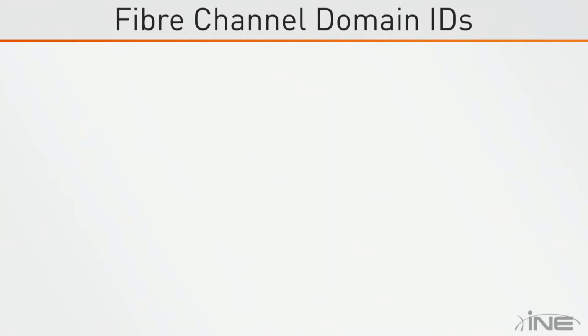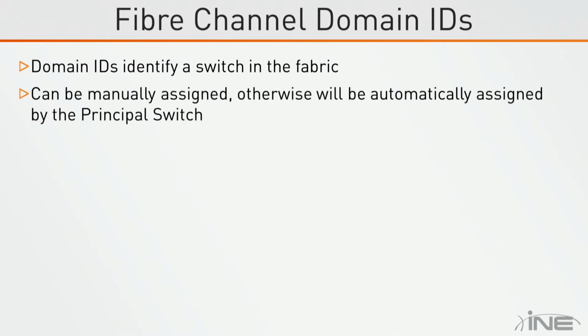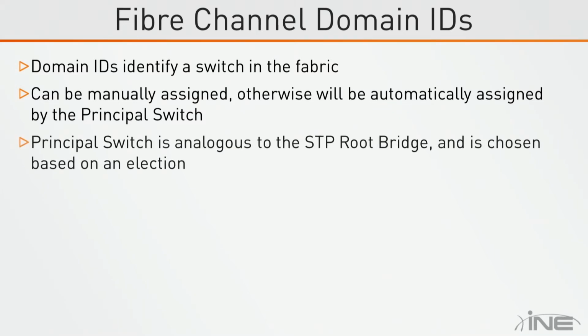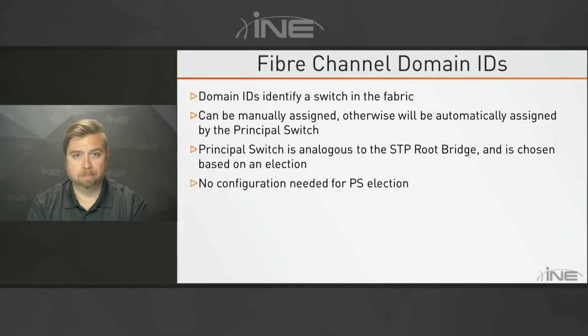Okay, so like I mentioned, the first portion of this address is the domain identifier. Each switch is going to get a unique domain ID. Just like you can do in the IP world, you can manually assign this, but otherwise it's going to be auto-generated. There's a device called the principal switch, which you can think of as loosely analogous to a spanning tree root bridge, and it's chosen based on an automatic election.